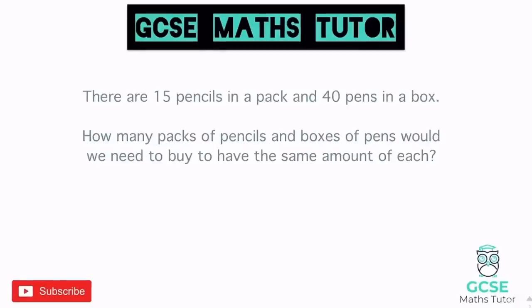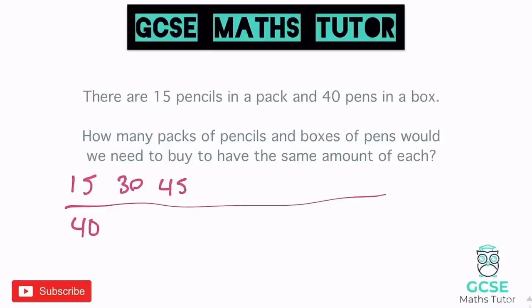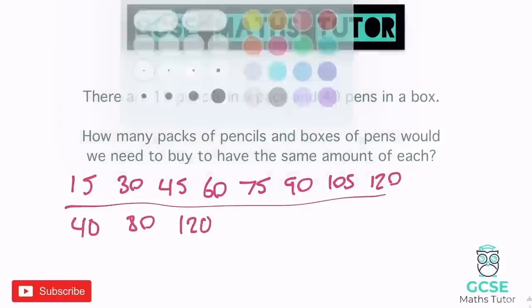Okay, so there are 15 pencils in a pack and 40 pens in a box. How many packs of pencils and boxes of pens would we need to buy to have the same amount of each? So we're looking at lowest common multiple, so 15 and 40. I'm going to do a list of their times tables, so 15, 30, 45, 60, 75, 90, 105, 120. And there it is, I know that 40, 80, 120, that's going to be our lowest common multiple there.